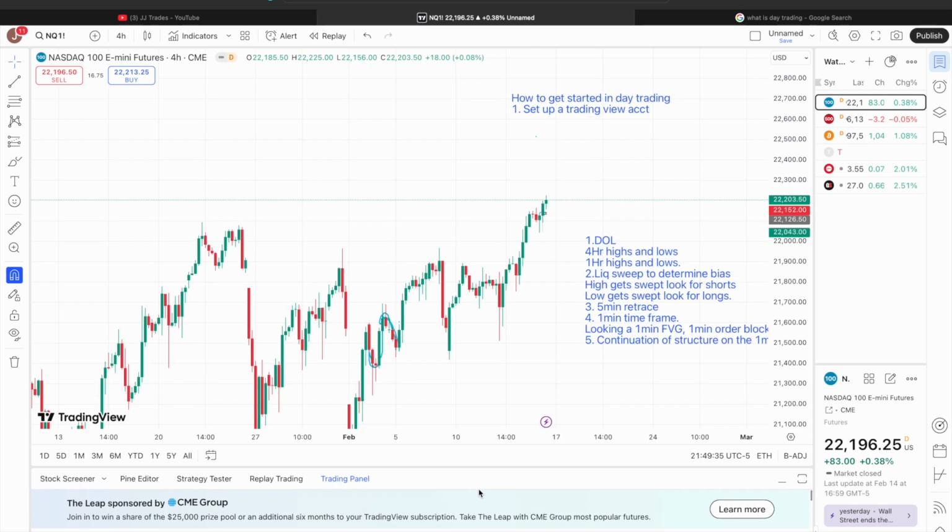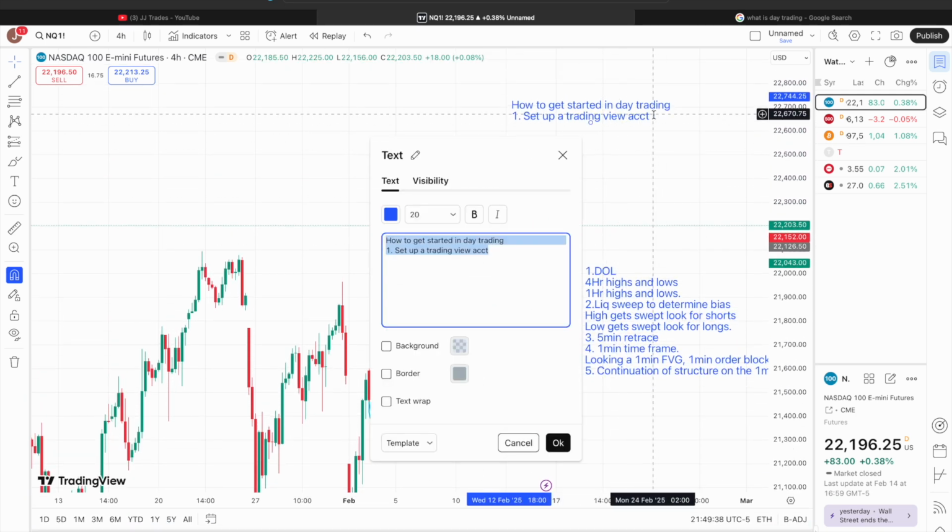So perfect. Once you do that, then we can hop into the next step. So number 2, open a paper trading account. This is pretty much just fake money, but it allows you to trade the live chart and helps you learn without the fear and risk of losing your money.